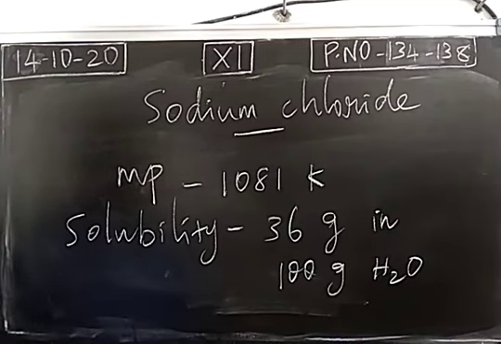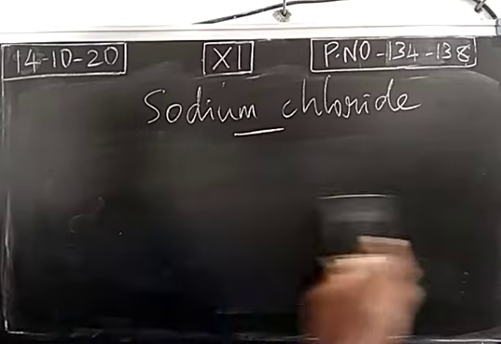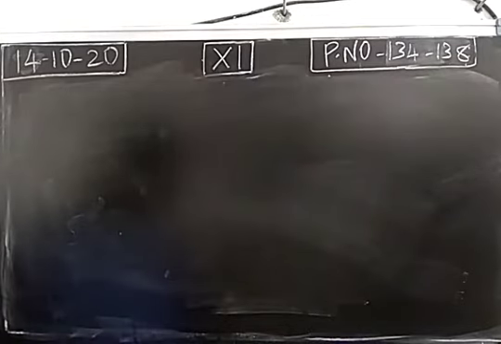And uses of sodium chloride, as we know, it is used in our day-to-day life. For cooking, in domestic usage, sodium chloride is utilized. Next, for preparing inorganic compounds like sodium hydroxide or sodium carbonate, we use sodium chloride. So this is the starting material for preparing some other inorganic compounds. So totally we have completed three compounds of sodium: sodium carbonate, sodium bicarbonate, and sodium chloride.